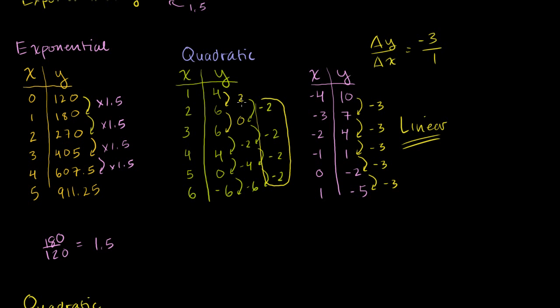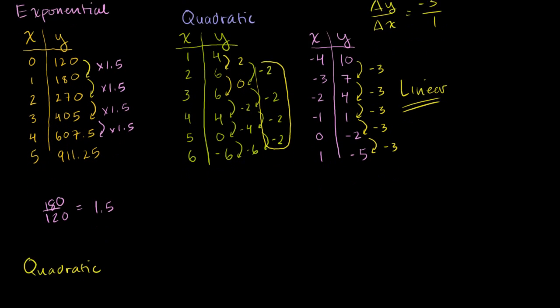We had a change in y of 2, then a change in y of 0. So our change in the change of y was -2. Then we went from a 0 to a -2, so the change in the change of y was -2. What I want to do in this video is show you why that works for a quadratic function.